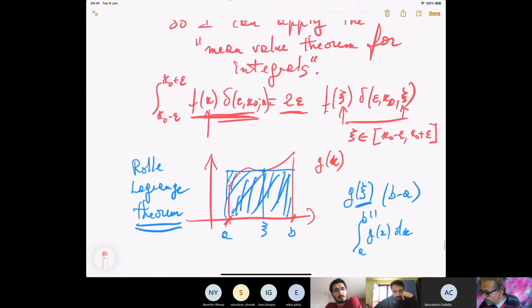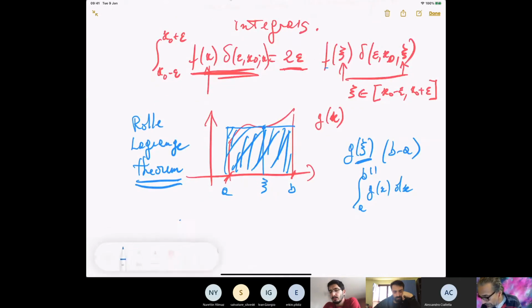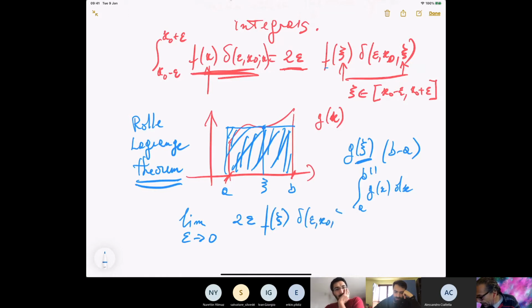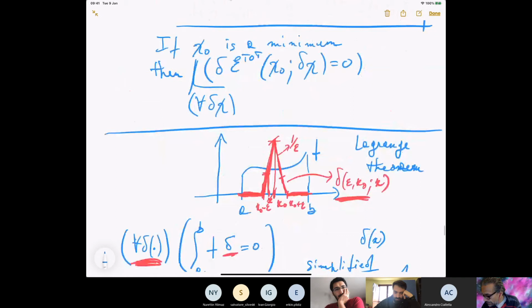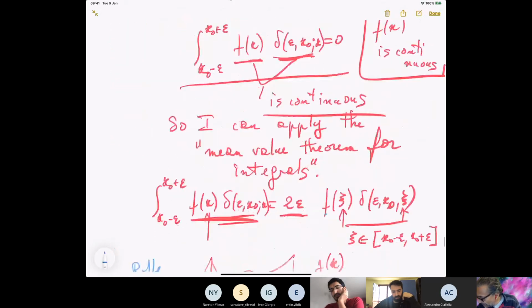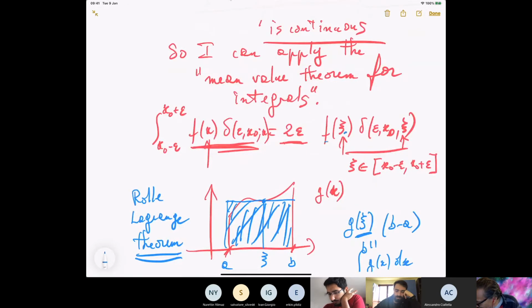Now we must calculate the limit when epsilon tends to zero of 2 epsilon f of xi times delta epsilon x0 of xi. So when epsilon tends to zero here, what can happen to xi? It can only converge to x0. You agree with this? So, to be even more precise, this is xi of epsilon, because xi of epsilon belongs to this interval.